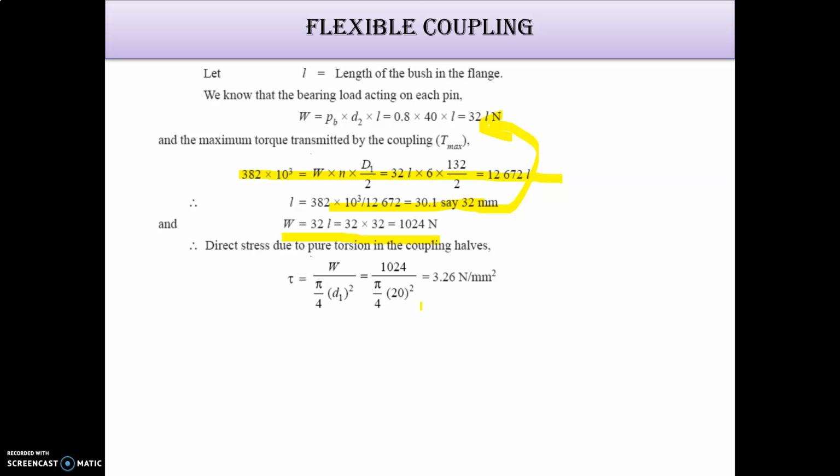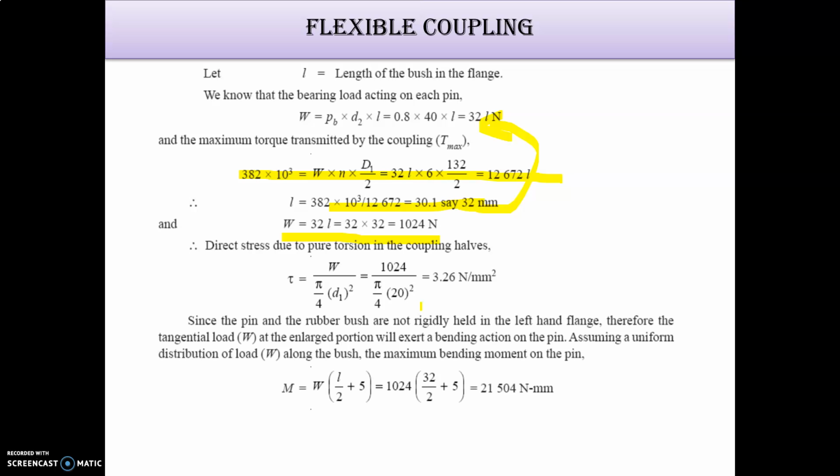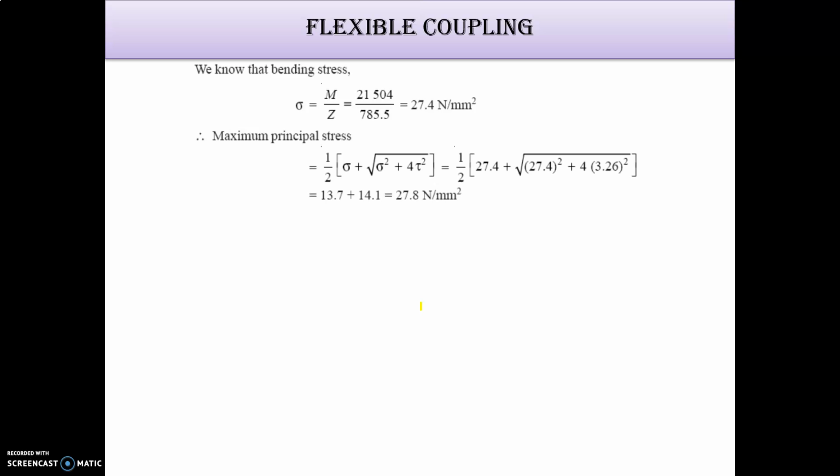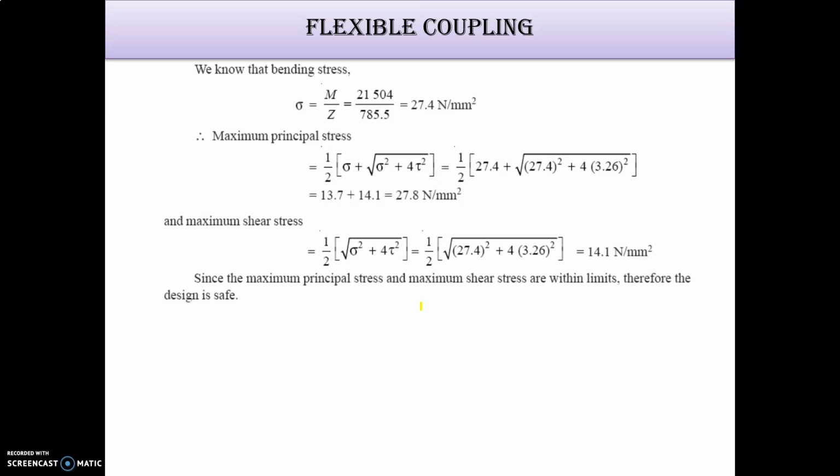Now direct stresses we are checking, and even the bending stresses we are checking with the help of this formula. Z we know now. So sigma is equal to M upon Z, 27.4 Newton per mm square. Based on this, maximum principal stress is half of sigma plus square root of sigma square plus 4 tau square. So all these stresses are under the limit. That means the design is safe here. So now we can proceed further.